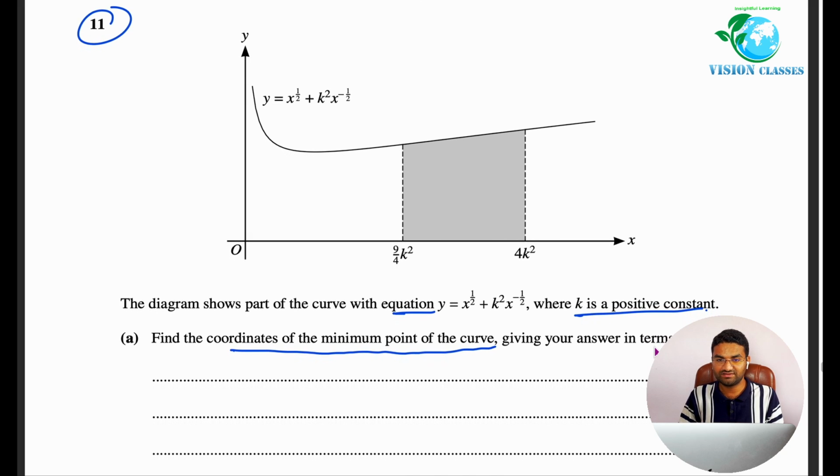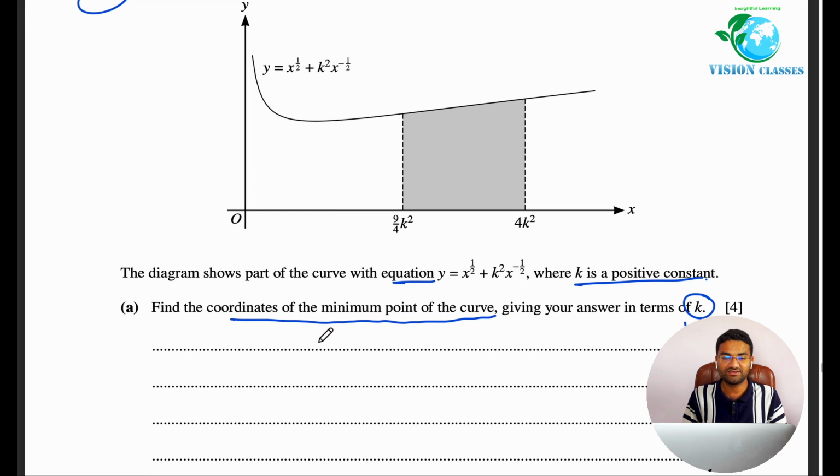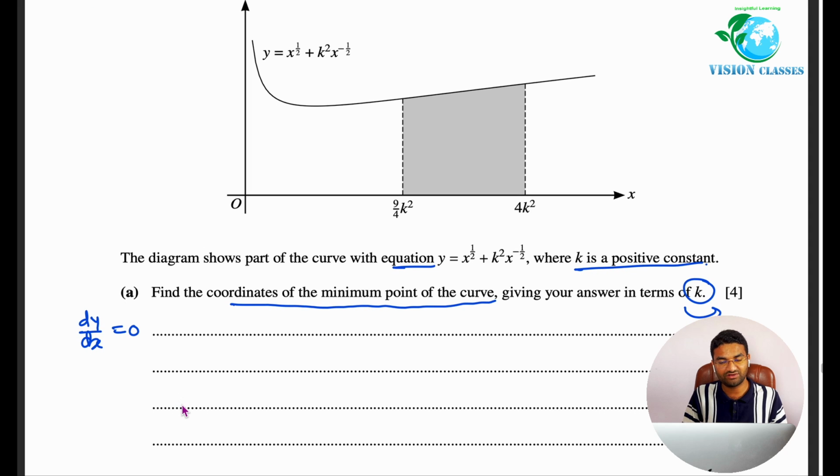This is a 4-mark question and you just have to find the minimum point of the curve. I hope you know that for the minimum point you have to find dy/dx and set it equal to 0. The equation is given, so find dy/dx, compare it with 0, and then straight away you will get the answer. Here you have to use the formula: y = x^n gives dy/dx = n x^(n-1).